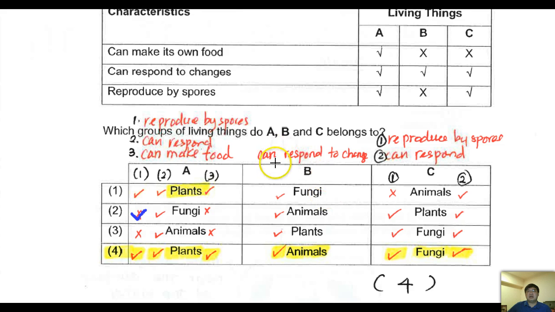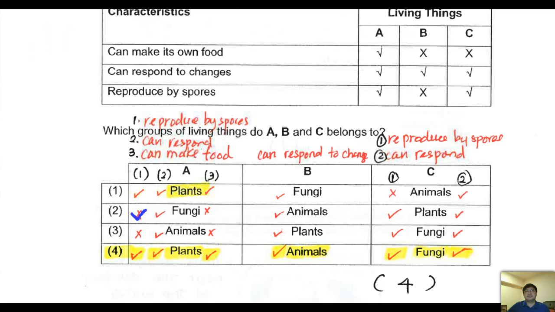B, okay, it says only can respond to changes. All these can respond to changes, so for B, all are correct. Then for C, number 1 here, it says reproduce by spore. Animals, they don't reproduce by spore, but these 3 over here can reproduce by spore. So what is the whole thing about is to find out the whole row. You must meet all the criteria, all the conditions here. For plants, the 3 conditions they met. For animal, 1, 2, 3. For the rest, they have a cross. So you're very sure that the answer is 4.